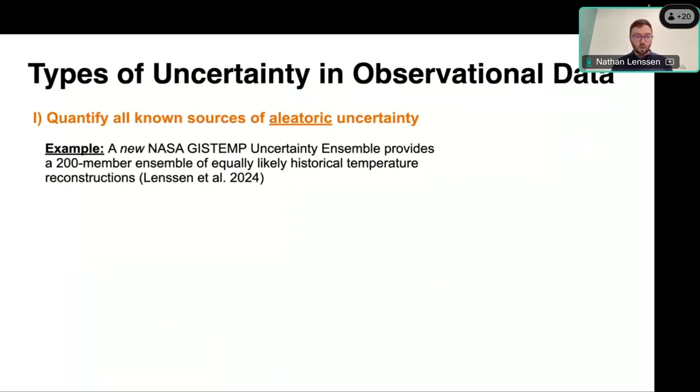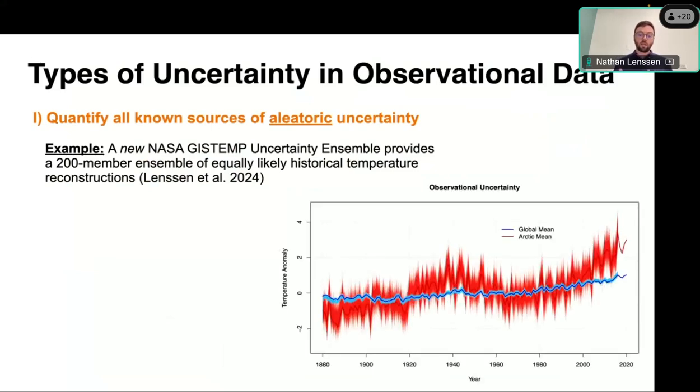As a quick plug, there's a new NASA GISTEMP uncertainty ensemble where we have provided 200 equally likely reconstructions of surface temperature. It's great for climate folks that are used to working with ensembles. You work with it in exactly the same way, except instead of spanning internal variability, we're spanning observational uncertainty. Why this is really nice, especially for all you xarray users out there or people that are comfortable writing those big for loops, is that it's really easy to include uncertainty in analyses.